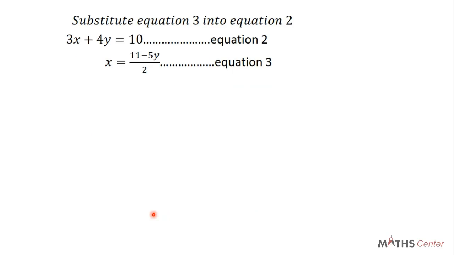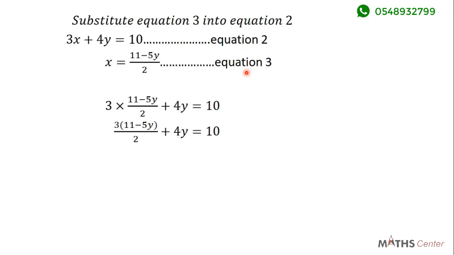Okay, so equation 2 is 3x plus 4y is equal to 10. We have now found x, from equation 1, to be 11 minus 5y over 2. So I'll replace x with 11 minus 5y over 2. And this is going to give me 3 times x, but x is now 11 minus 5y over 2, plus 4y is equal to 10. So this becomes a linear equation that I'll have to simplify. We know that this is going to give us 3 into brackets 11 minus 5y divided by 2 plus 4y is equal to 10.